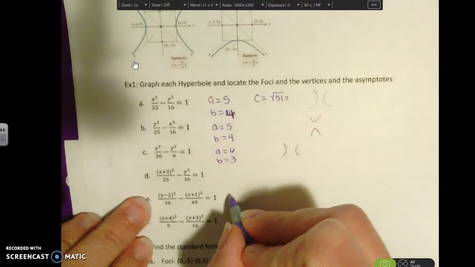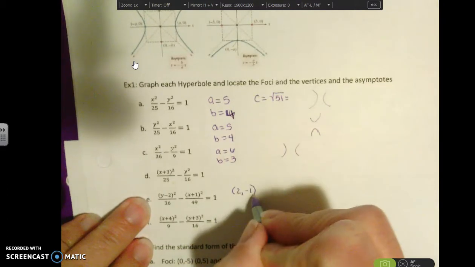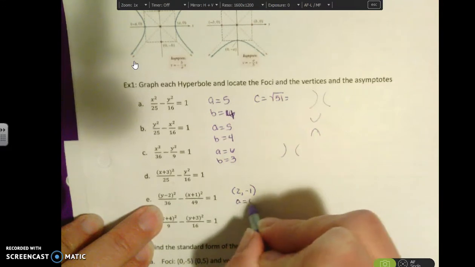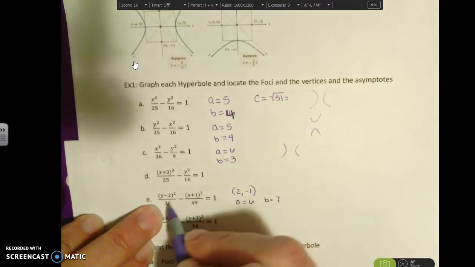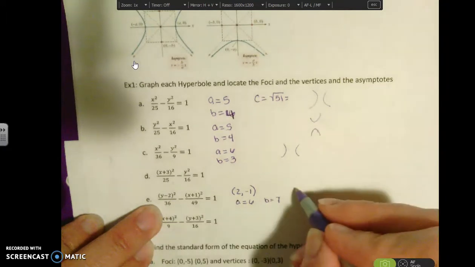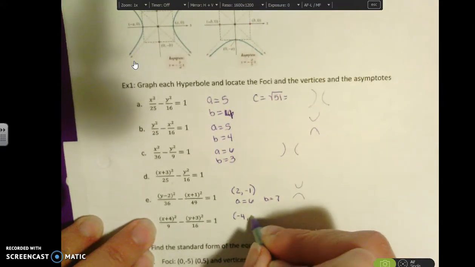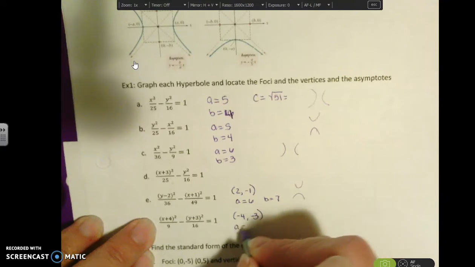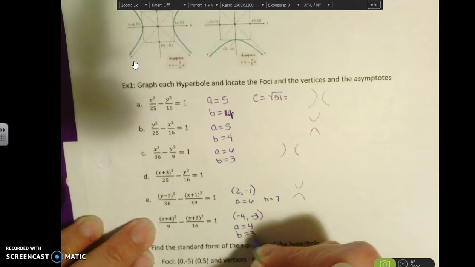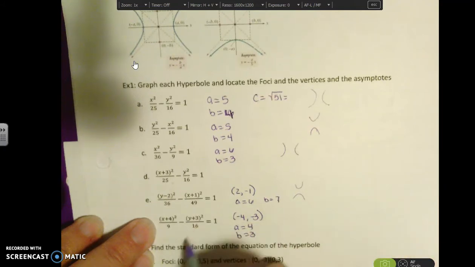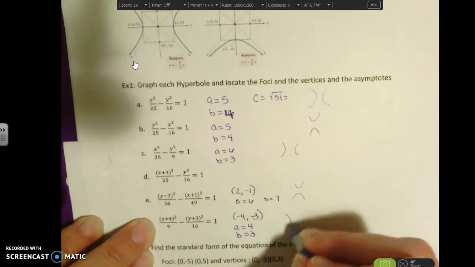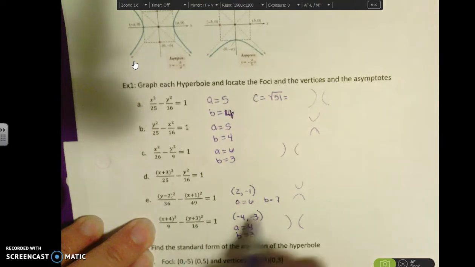On this one, we have a center of 2, -1. A is 6, B is 7. Since A is under the Y value, that means it's going to be opening up and down. On this one, we're at -4, -3. A is 4, B is 3. A is under X on this one, so that means that it's going to be opening left and right. So in these problems, A does not have to be bigger than B, so you have to keep that in mind as you're going through these problems.